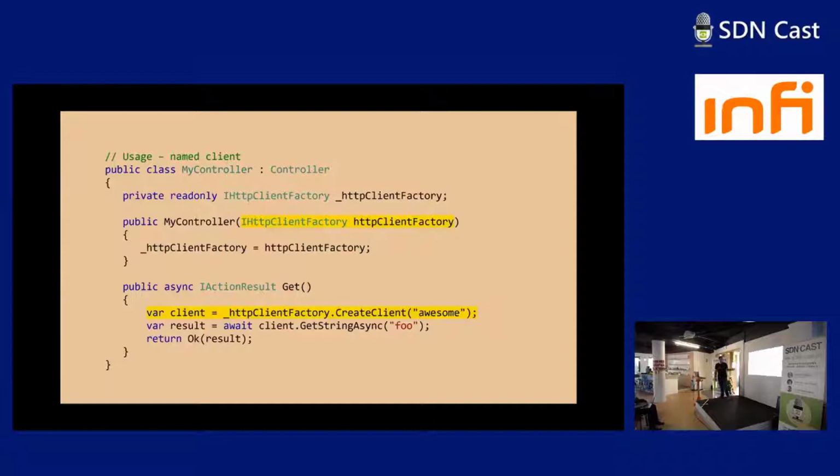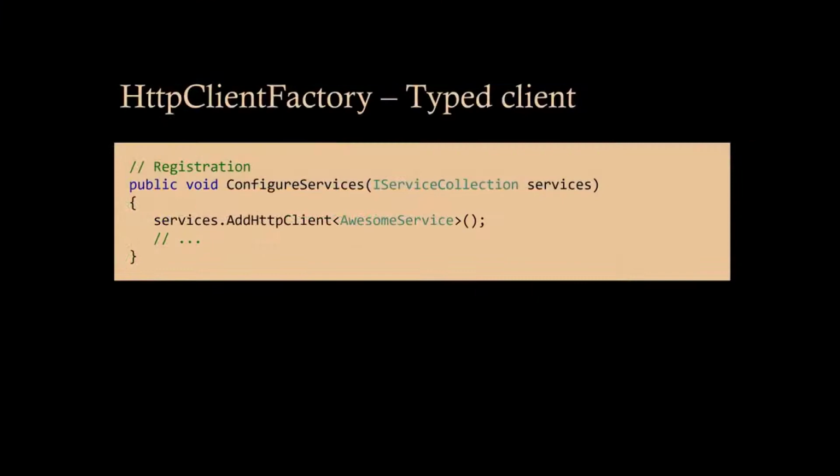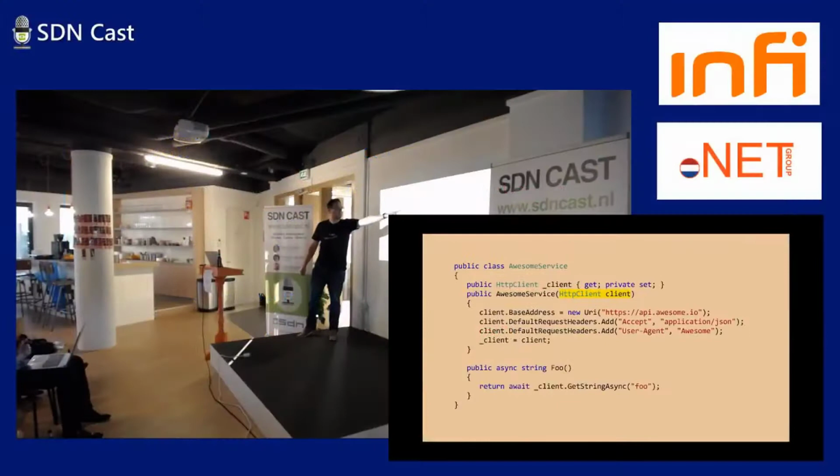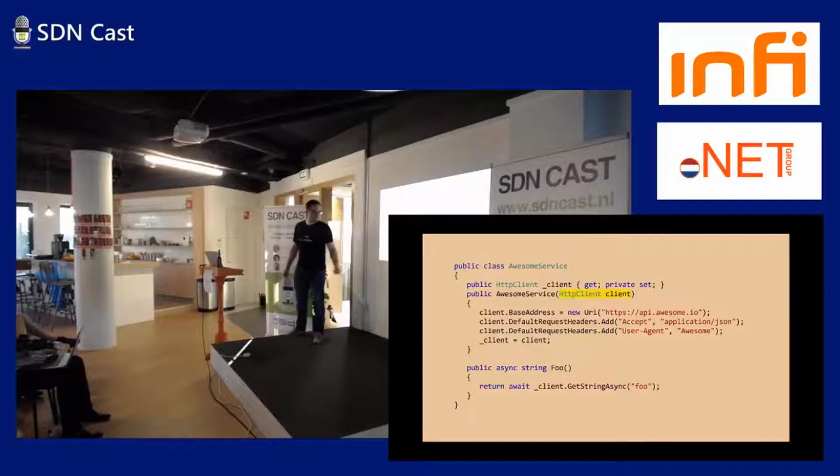A typed client is even better, because now you can actually tell it to add an HTTP client of a type of class, in this case AwesomeService. There's a rule. Your class needs to have a specific signature. It needs to have a constructor with at least an HTTP client as a parameter. So this is the schematic of the AwesomeService. You can still have your other dependencies, but it needs to expect at least an HTTP client in the constructor. Then you can do your thing, because the factory gives you that client during runtime. You configure your normal stuff in this strongly typed service class, and you give it a strongly typed name like Foo, and that maps to the foo endpoint, obviously, right? And it returns a string. That is it. You configure it in one place.